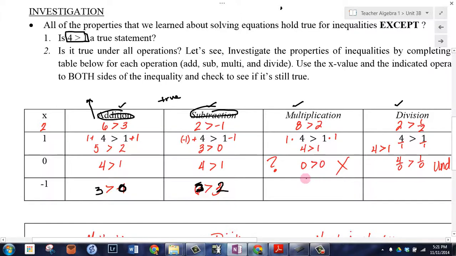1 times 1 is 1. 4 is still greater than 1. Well, what happens when we multiply by 0? 4 times 0 is 0, and 1 times 0 is 0. So we find out that 0 is greater than 0, and that doesn't work.